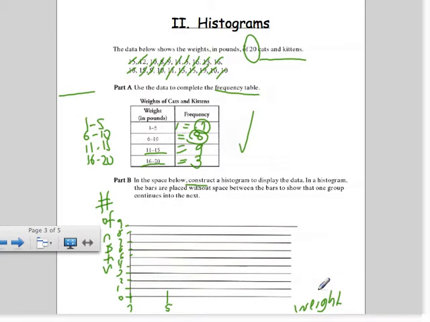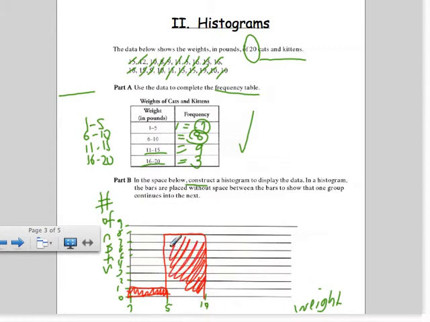And so I'm going to create one bar for each interval. The first bar, between 1 and 5, is going to go up just to the 1. But there's only one kitten in that group. The second one, which will go between 6 and 10, goes all the way up to 8. Because there's 8 cats in that group.